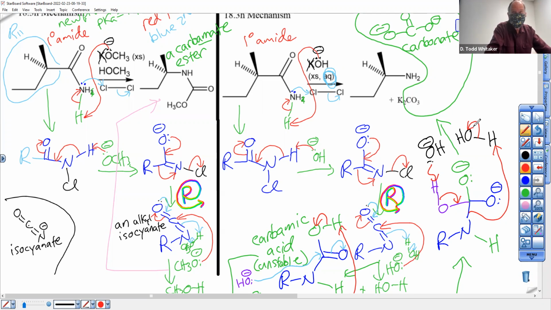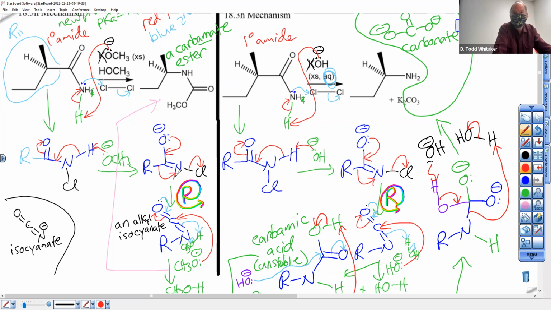The stereo center. Why would I bother putting a stereo center? I just want to remind you, if there's a backside attack on a stereo center, it flips. The stereo center didn't do anything except, in this step, take its electrons and move next door. It didn't get hit by anything, right? The R just slid over with its electrons. The stereo center didn't change.